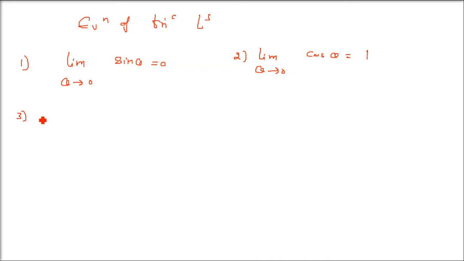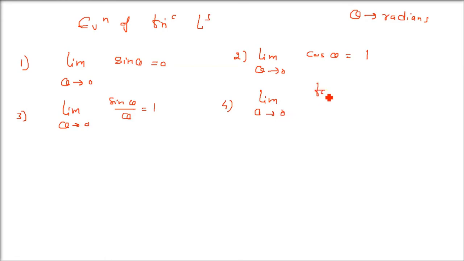These are all standard. We can always give a proof of that, but you just need to know the relationships and theorems. Sin theta by theta, limit theta tends to 0, is 1. But theta is in radians. One more: now sin theta by theta we have done, let us take tan theta by theta, limit theta tends to 0. We have tan theta by theta is 1.